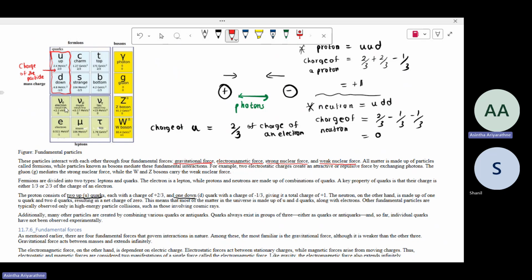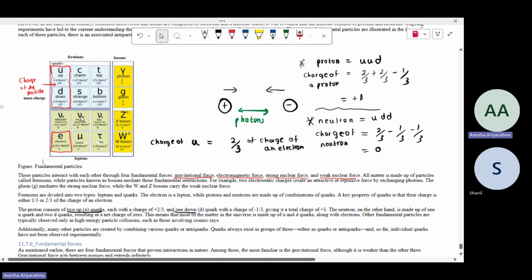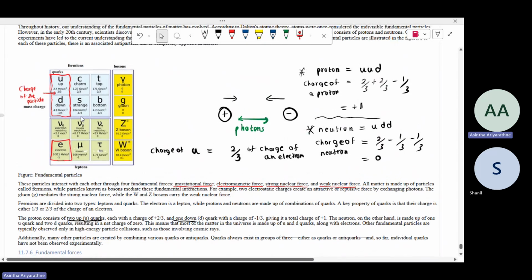Therefore, U and D are the most fundamental components of the objects found on Earth, and also the electron. So up, down, and electron, those three are the most important fundamental constituents.